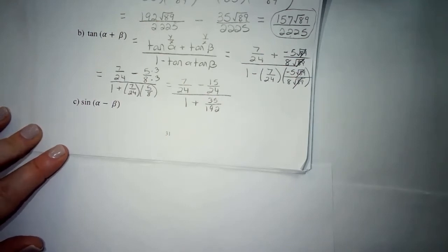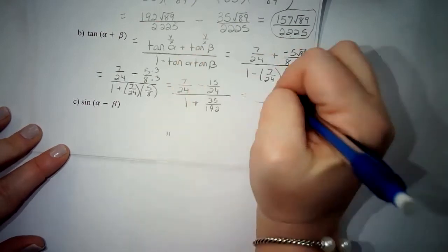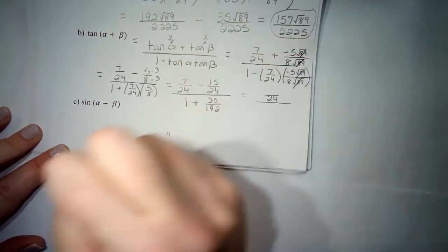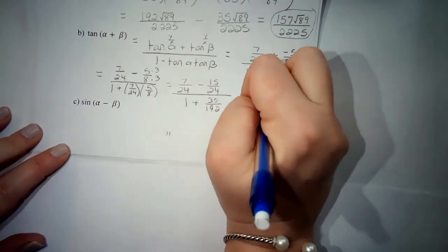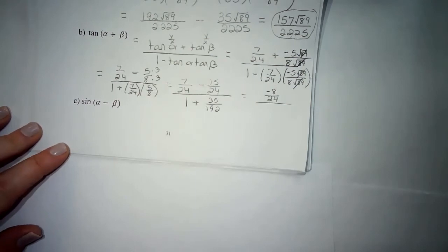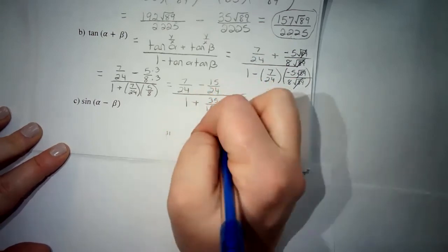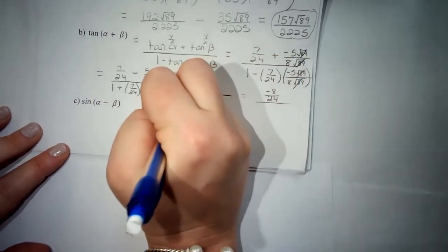Okay, all right, let's combine the tops. All right, we're going to leave a denominator at 24. All right, 7 minus 15, negative 8. Okay, we can actually reduce that to negative 1/3 to make our calculations a little nicer. We'll do that in the next step. Okay, what about down here? I need one solid fraction. So what can I change this 1 into?